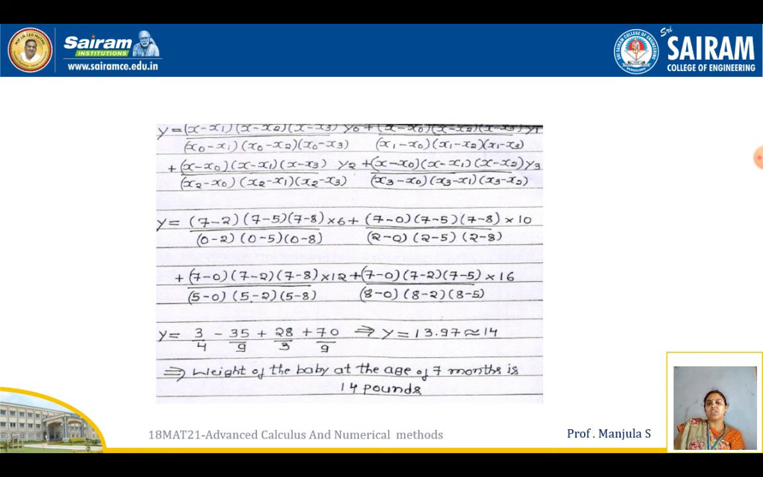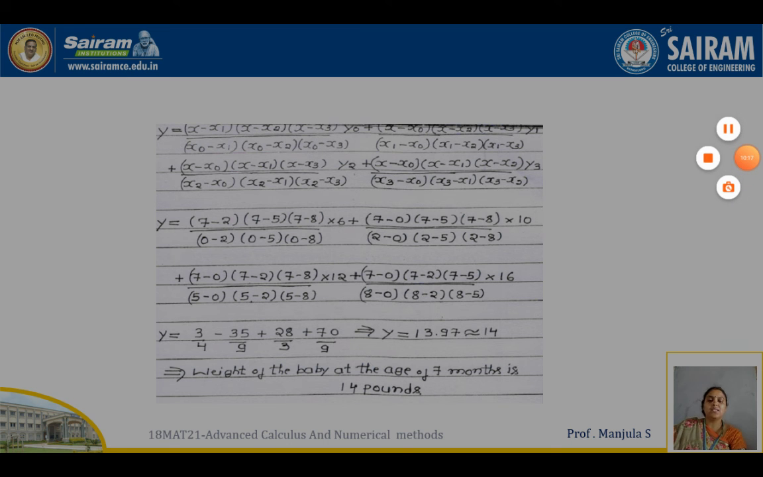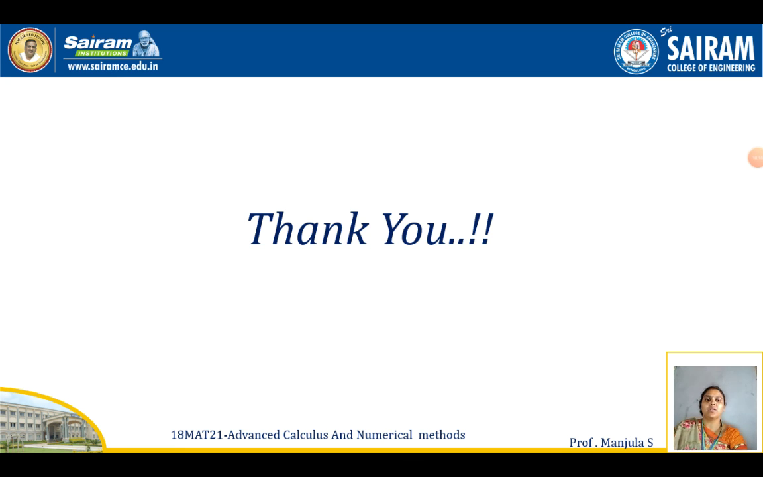On simplification, we are getting the value of y is 13.97. If we want to write that as a whole number, it will become 14. So the weight of the baby at the age of 7 months is 14 pounds. This is our required solution. So like this we can solve the problems here. Thank you.